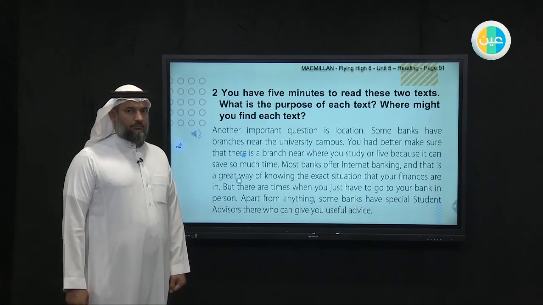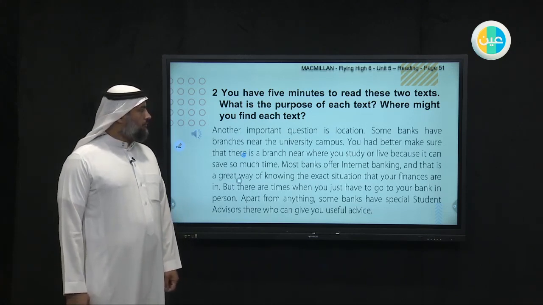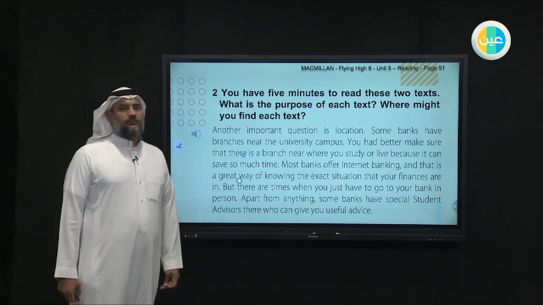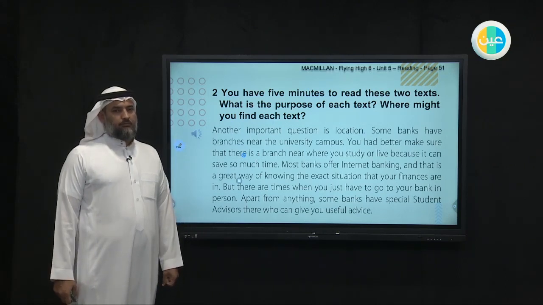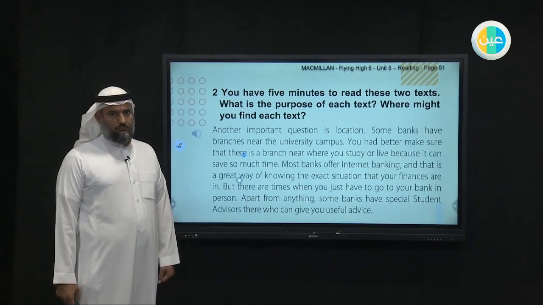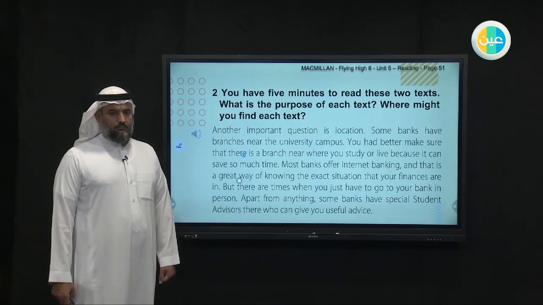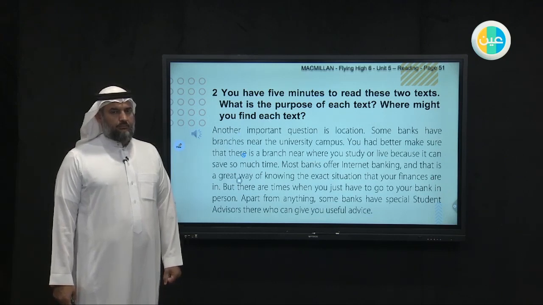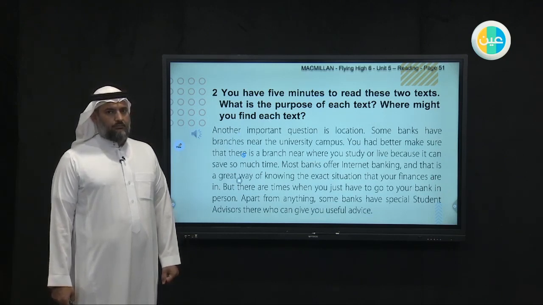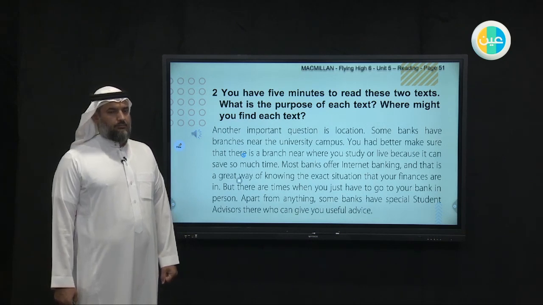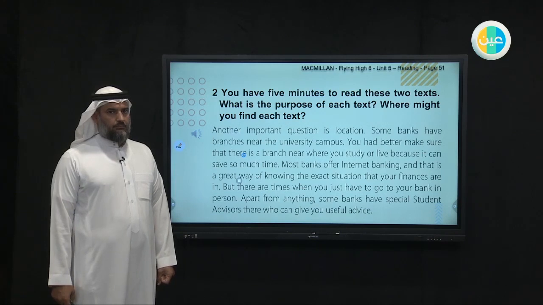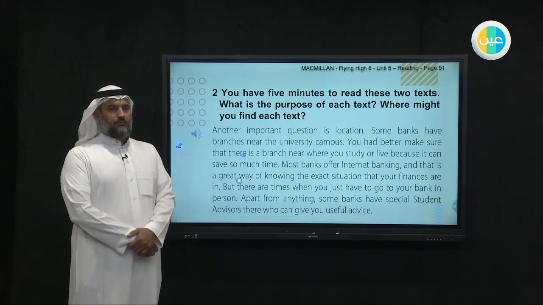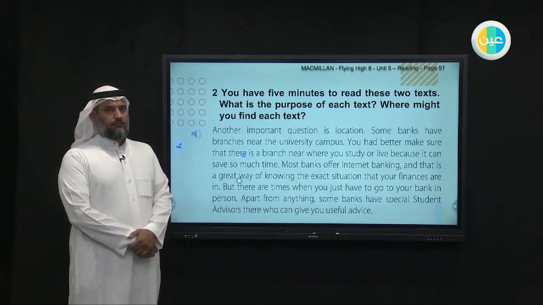Other important question is location. Some banks have branches near the university camps. You had better make sure that there is a branch near where you study or live, because it can save so much time. Most banks offer internet banking. And that is a great way to know the exact situation that your finances are in. But there are times when you just have to go to your bank in person. Apart from anything, some banks have special student advisors there who can give you useful advice.